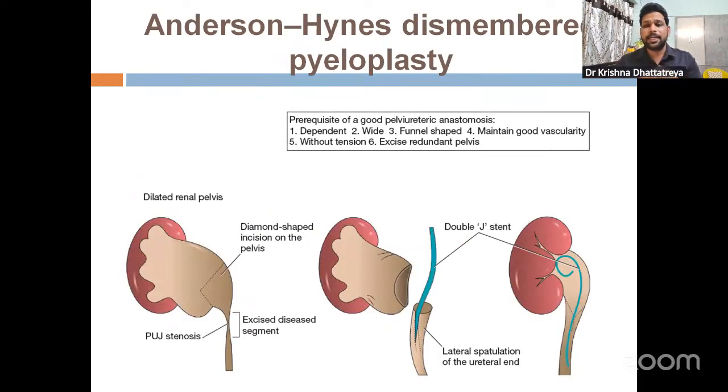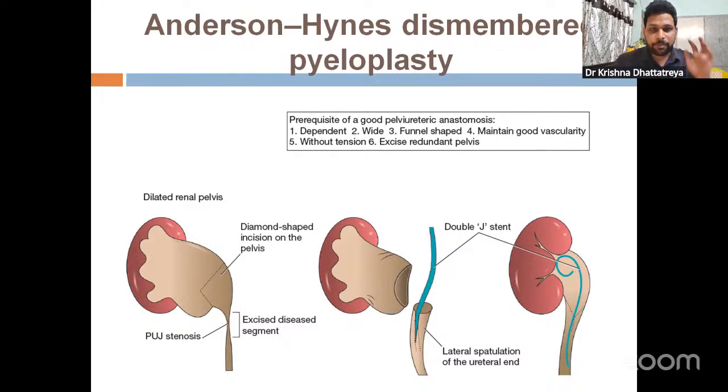So what is the surgical treatment of choice in a patient of congenital pelvic junction obstruction? It depends upon what type of renal pelvis it is, whether it is an extrarenal pelvis or an intrarenal pelvis. If it is an extrarenal pelvis, the best surgery of choice is Anderson-Hynes dismembered pyeloplasty. The important characteristic features of this surgery are it should be a dependent anastomosis, funnel shaped and wide enough to drain adequately, it should maintain good vascularity, it should be without any tension, and you have to excise the redundant pelvis.